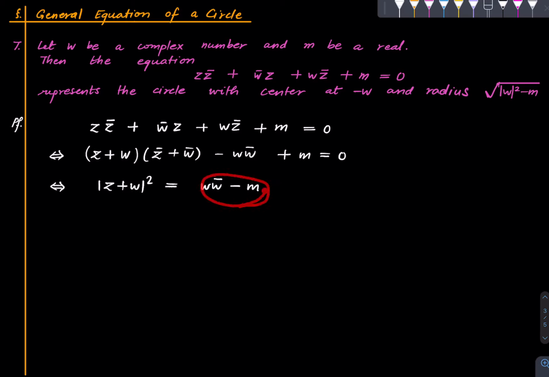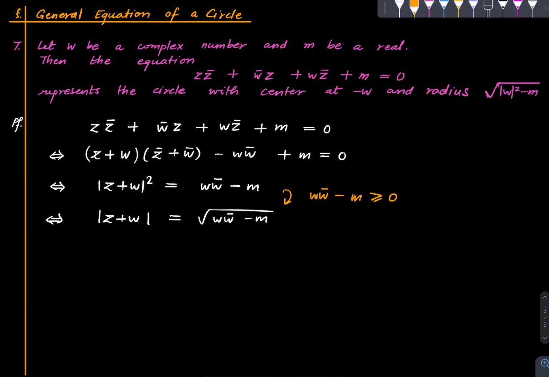Okay, so this is clearly a real number because m is a real number and this is a real number. So if this is negative, then clearly there is no solution to this equation, and hence you could say the locus or the set of points satisfying this equation is the empty circle or whatever. But if this is a non-negative real number, then we get that |z + w| is equal to the square root of |w|^2 - m. So this equivalence is under the assumption that this is non-negative. All right, and clearly this is the equation of a circle centered at minus w and radius this much. Right, it's a very simple thing.